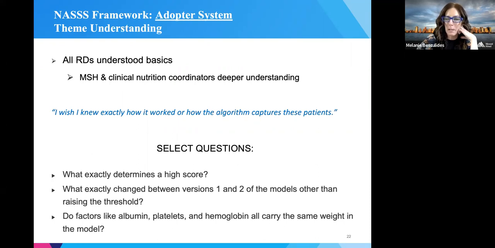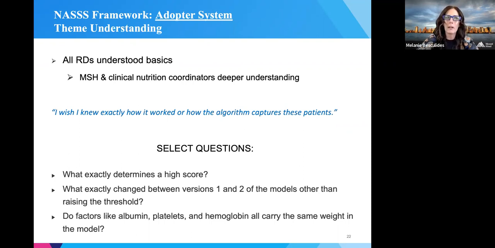Everybody understood the basics of how the machine learning worked. They don't understand decision trees. None of them do. That's fine. I don't really even understand them fully. But they understood that there are different factors that feed into this, that we're using objective data from labs and different inputs to feed into this model, and that we're getting different scores for different people.